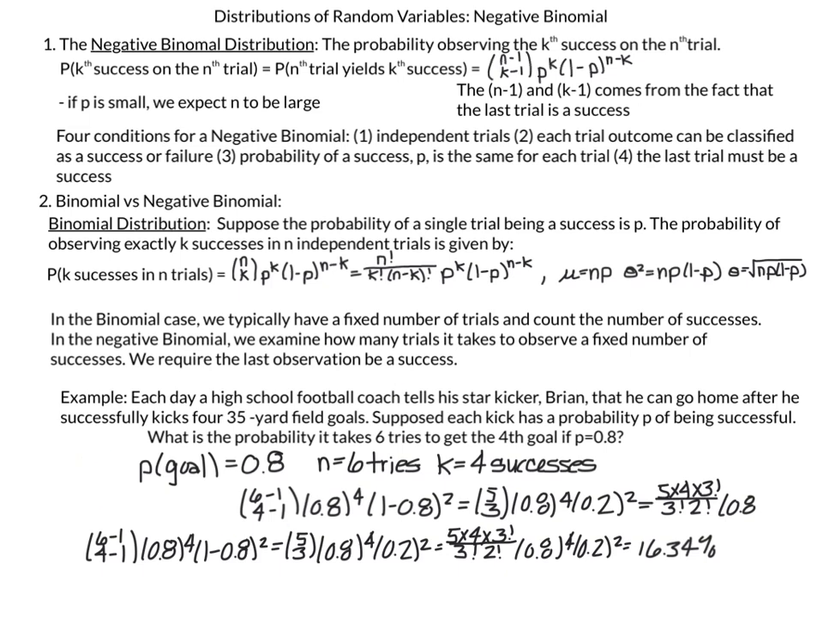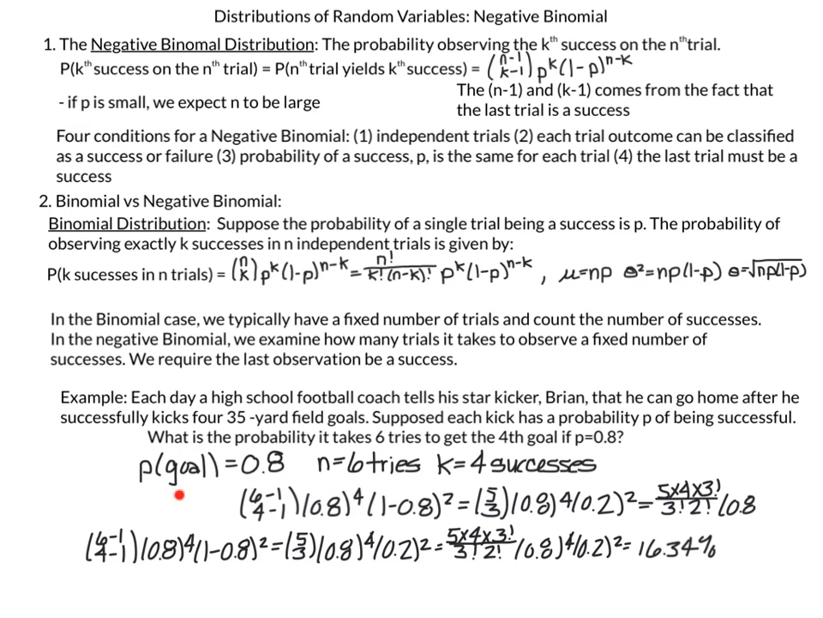Our main example that we're going to go over is: each day a high school football coach tells the star kicker Brian that he can go home after he successfully kicks 4 35-yard field goals. Suppose each kick has a probability p of being successful. What is the probability it takes 6 tries to get the 4th goal if p equals 0.8?